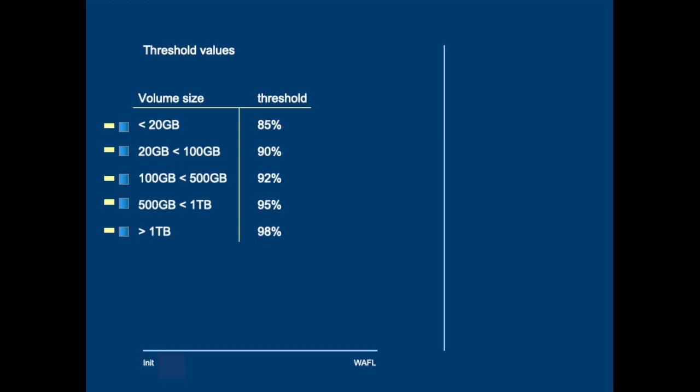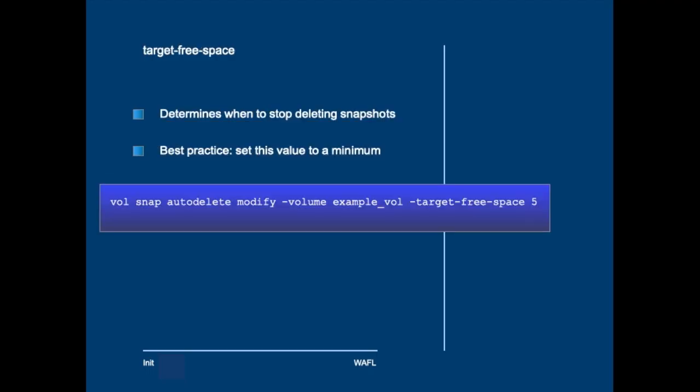Now, of course, the deletion of snapshots should also stop automatically if enough space is freed. This is taken care of by the target free space parameter. This means that if the free space of the volume reaches the target free space value, then snapshot auto-deletion will stop. It is best practice to set this value very low, so for example 2% or 3%, because then the snapshot deletion will stop, because you don't want to delete snapshots if it's not really necessary, of course.